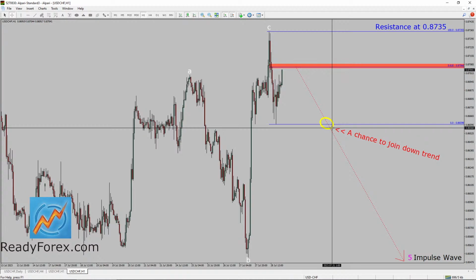Okay, how can we be sure that wave 1 has ended and we will see correction for wave 2, where you have mentioned that we can join uptrend? You need to count the internal wave structure. Let me write it down. Count and label the internal wave structure.